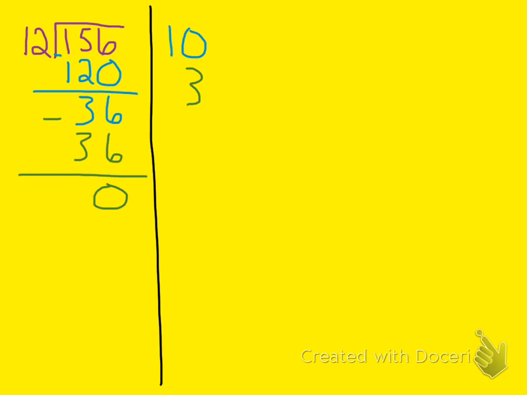Okay. The very last step of this is to go over to the right side of the screen again and add those two numbers together. So 10 plus 3 is 13. My answer to 156 divided by 12 is 13.